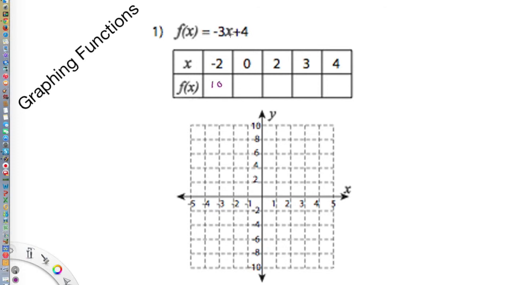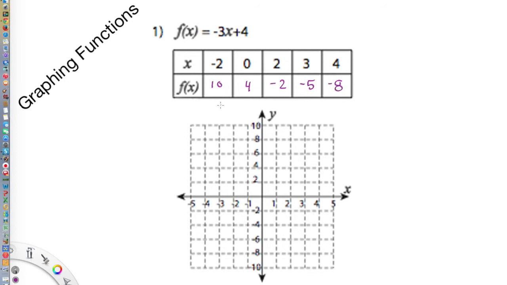Put that right there. Then we'll substitute 0. Negative 3 times 0 is 0, plus 4 is 4. And then we'll substitute with a 2. Negative 3 times 2 is negative 6, and negative 6 plus 4 is negative 2. Then we'll substitute x with 3. Negative 3 times 3 is negative 9, and negative 9 plus 4 is negative 5. And then we'll substitute x with 4. Negative 3 times 4 is negative 12, and negative 12 plus 4 is negative 8.